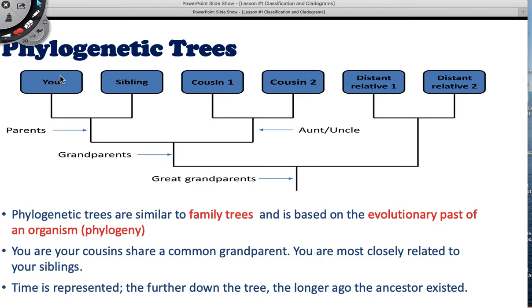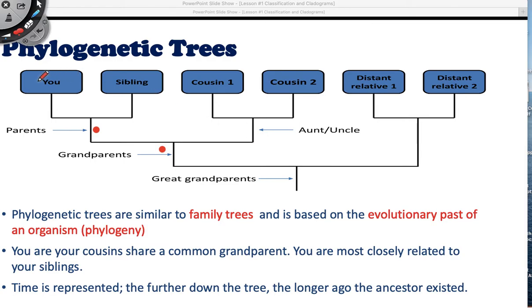So this is what a phylogenetic tree looks like. Phylogenetic trees are very similar to family trees, and they are based on the evolutionary past of an organism. These lines here represent how closely related they are, right? For example, you to a sibling, and then these right here would be your parents. And this would show how closely related you are to a cousin, and you are related because you share the same grandparents.